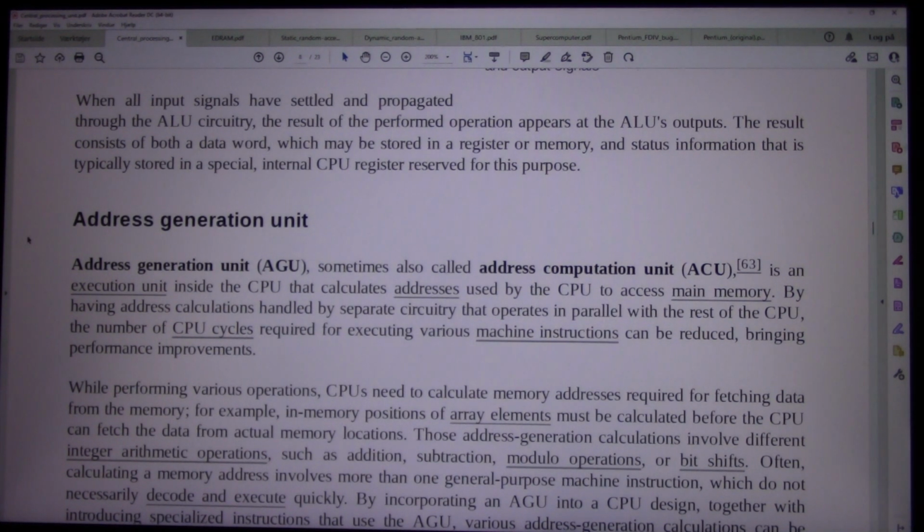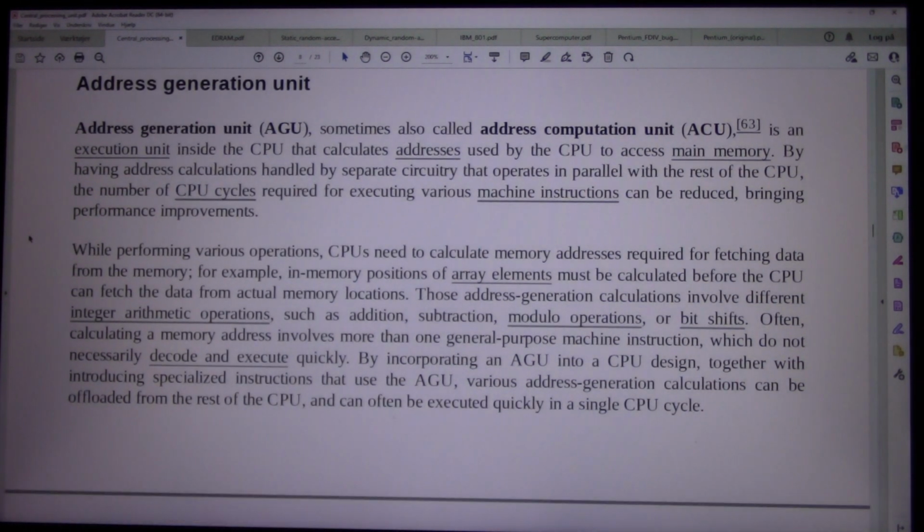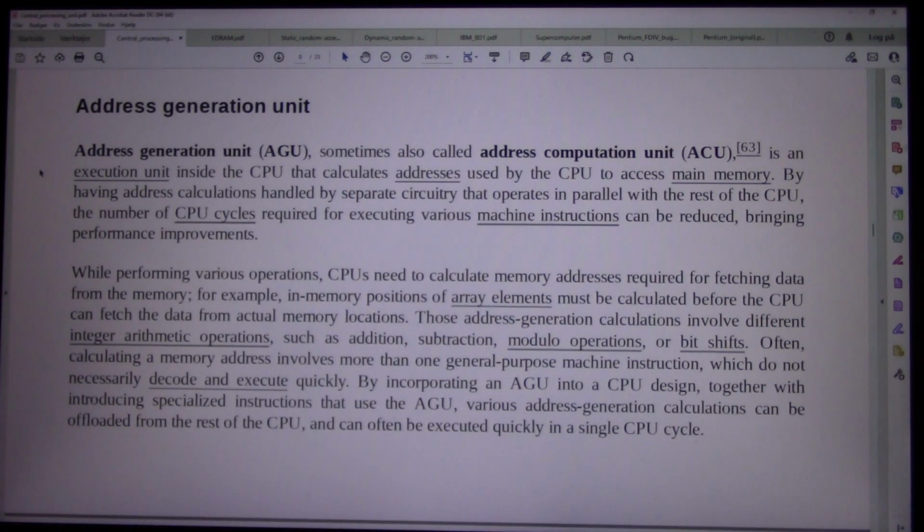Address generation unit. Address generation unit, AGU, sometimes also called address computation unit, ACU, 63, is an execution unit inside the CPU that calculates addresses used by the CPU to access main memory. By having address calculations handled by separate circuitry that operates in parallel with the rest of the CPU, the number of CPU cycles required for executing various machine instructions can be reduced, bringing performance improvements.